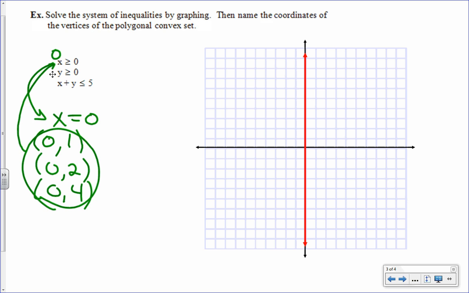So maybe, do you want to do the shading as we go this time, or make the lines? What do you want to do? Make the lines first, then shade? Okay, you can do it either strategy. So let's go with this.